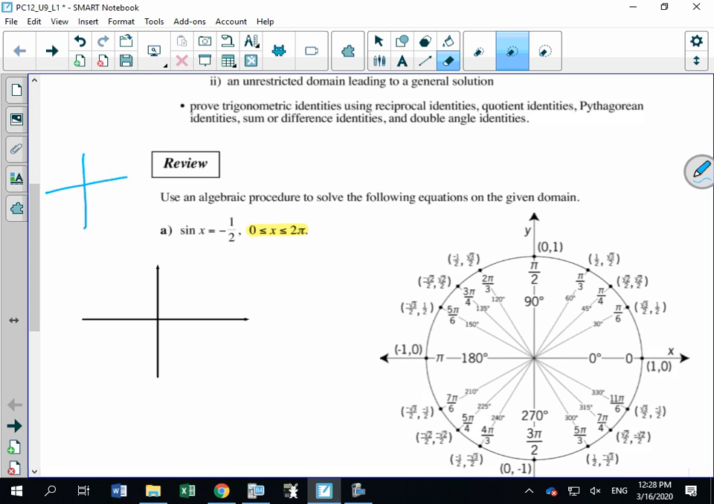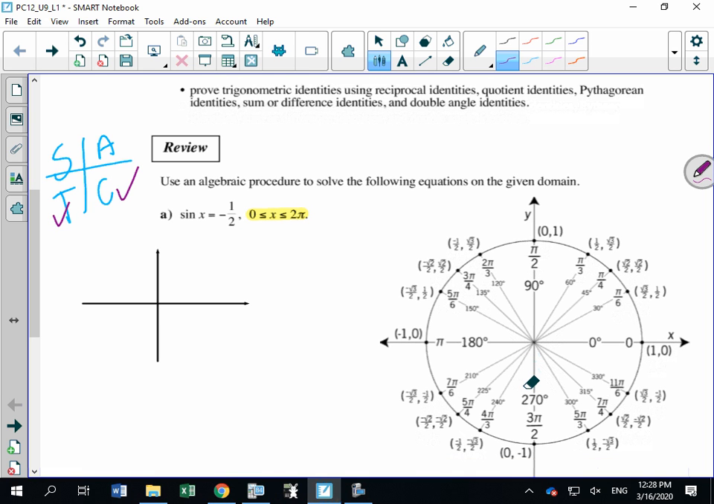If we were using our CAST rule, the first thing we always like to do is find out which quadrants sine is negative in. So sine would be negative in quadrants 3 and 4. There's a few different ways that you can figure this out. Your unit circle is going to crop up a lot in this unit. So if you had your unit circle, remember that sine is always equal to y.